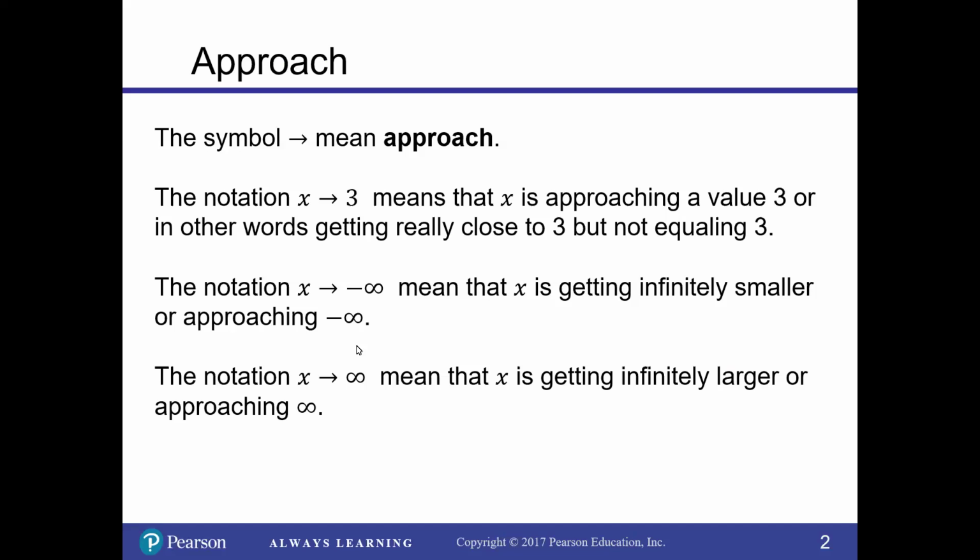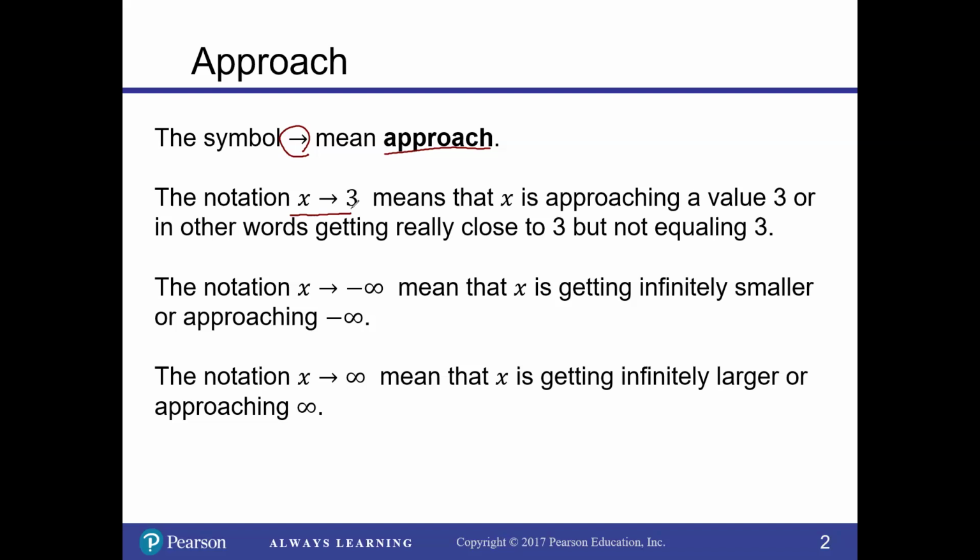Before we start that, let's talk about a little notation. The arrow symbol that you see here signifies that we are approaching something. So it means to approach. The notation x arrow 3 means x is approaching a value of 3. Another way of saying this is that x is getting really, really close to this 3, but it's not going to equal this 3.